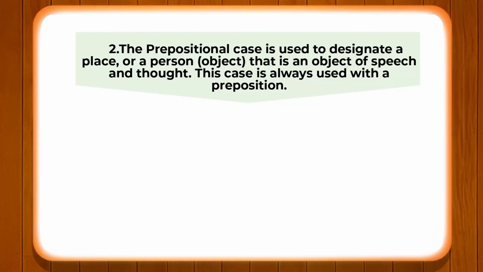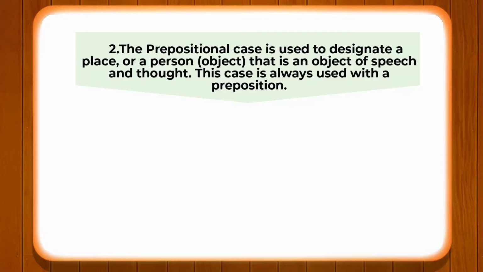In this case, it is used to designate a place or a person, object, that is an object of speech and thought. How? Like мой брат живет в деревне. Где мой брат живет? So, this question где is basically used to determine where. Где мой брат живет? Он живет в деревне, in the village. So, in the village, it is basically a construction of prepositional case where we have used the preposition в.